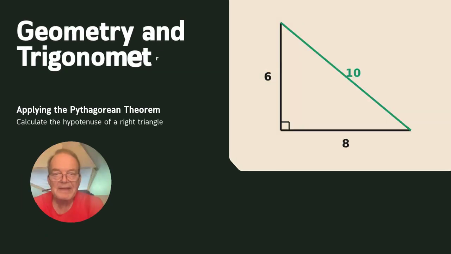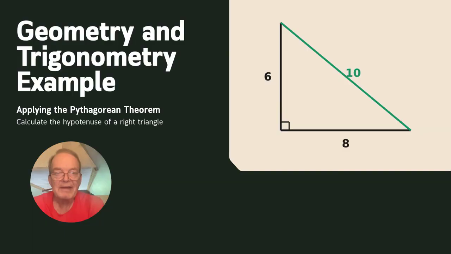The last domain is geometry and trigonometry. This is the smallest section, but it still shows up, so don't skip it. A classic example is a right triangle has legs of 6 and 8. What's the length of the hypotenuse?